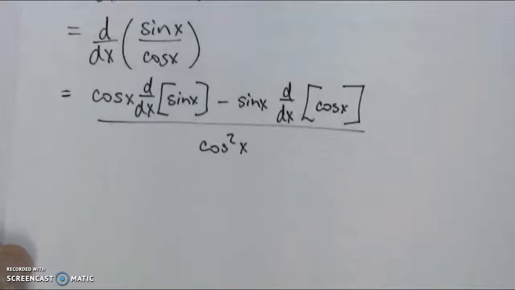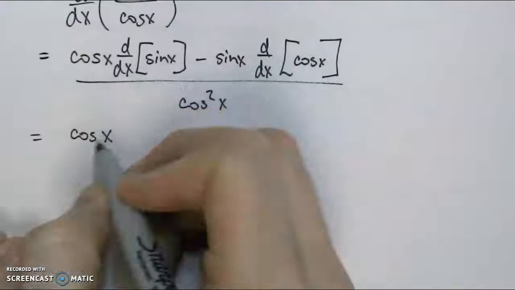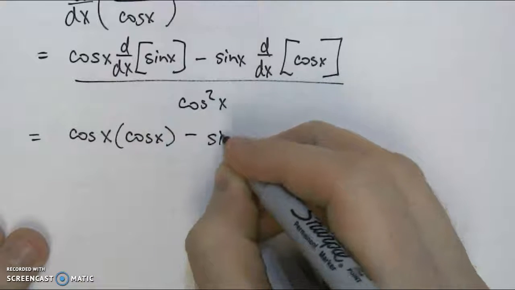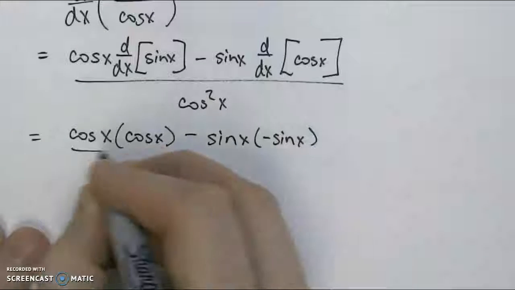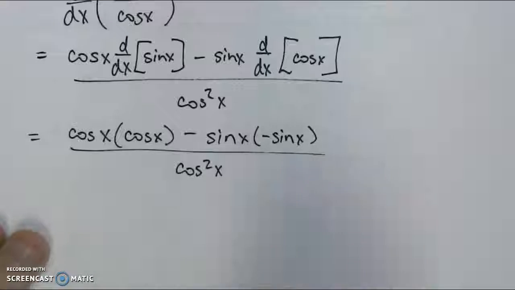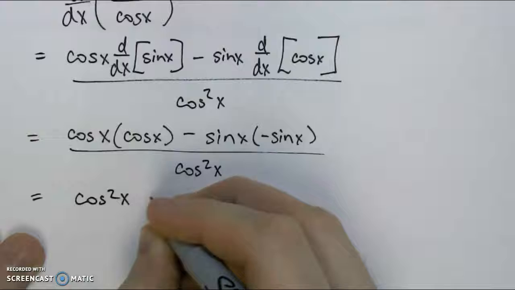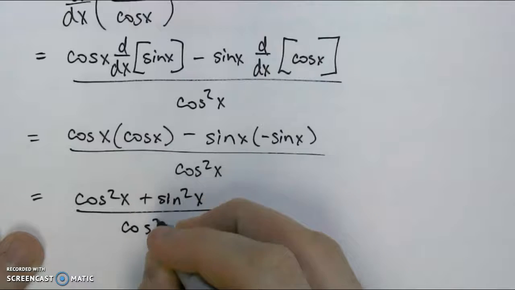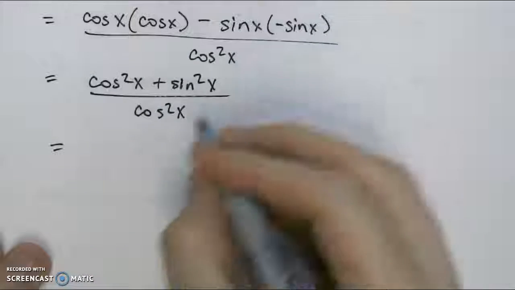Now let's go through and evaluate those derivatives. So that is equal to cosine times the derivative of sine, which is cosine, minus sine times the derivative of cosine, which is negative sine. Remember, we're trying to show that it equals secant squared, so that's our end goal. So if we combine like terms, we get cosine squared plus sine squared. That should be popping out to you as something important. Cosine squared plus sine squared is a Pythagorean property. That equals 1.